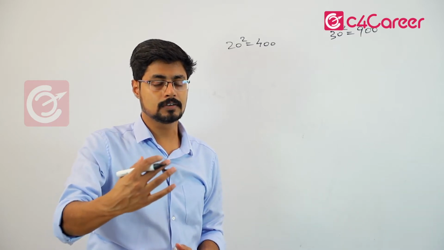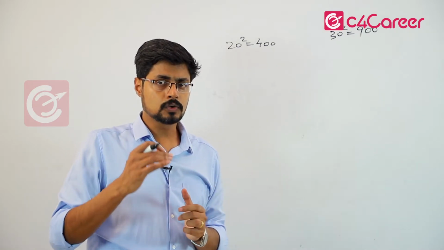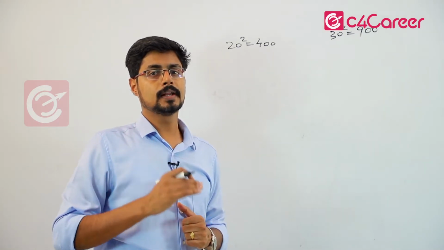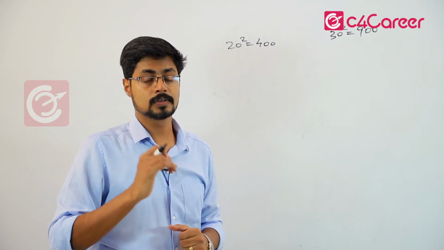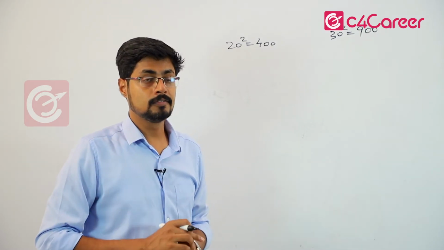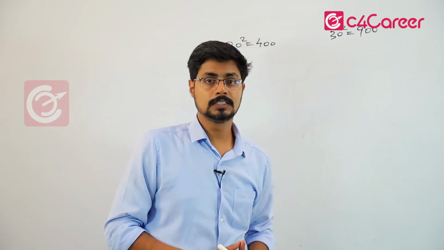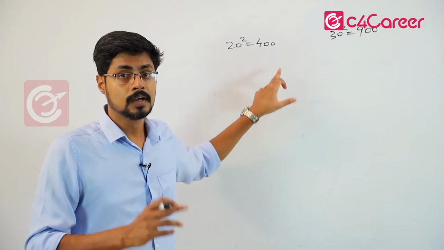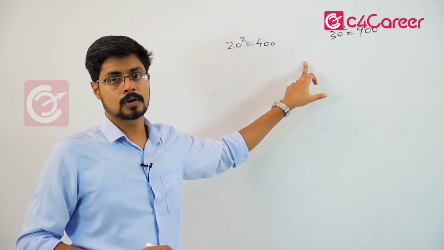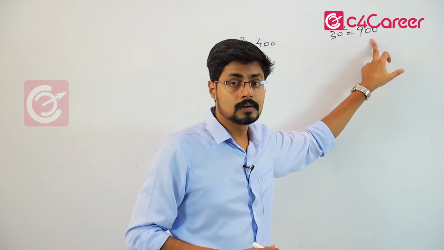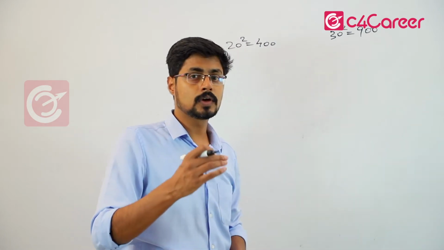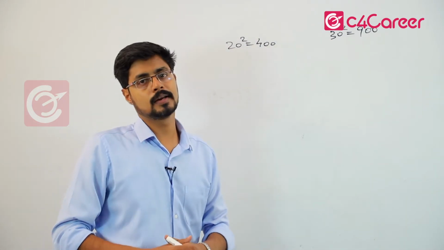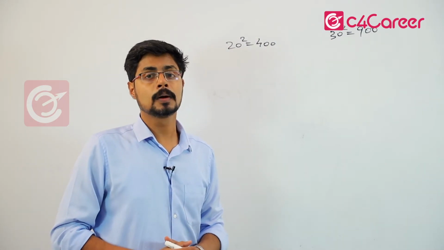So one logic we have to apply here. The squares of numbers from 21 to 29 will lie between this range, because 20 square is 400, 21 square will be above 400. 30 square is 900, so 29 square, 28 square, all these squares will be below 900. So keep this thing in your mind.